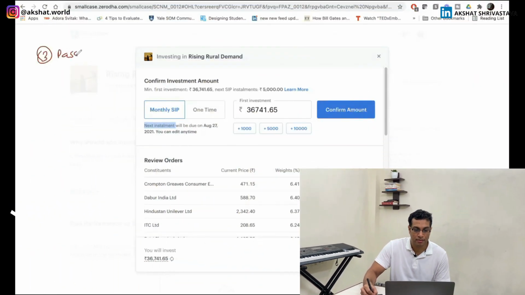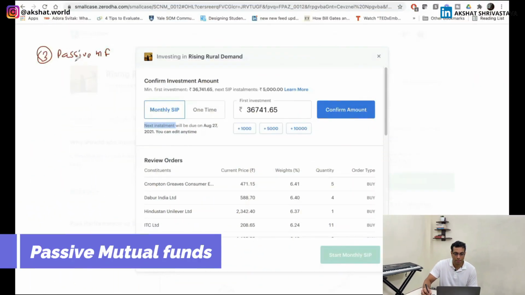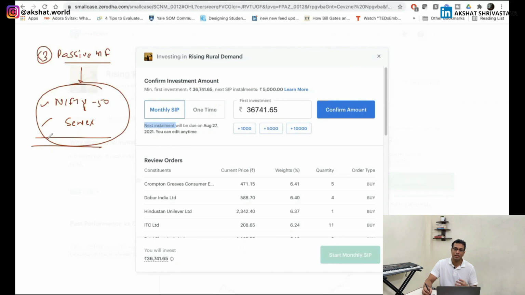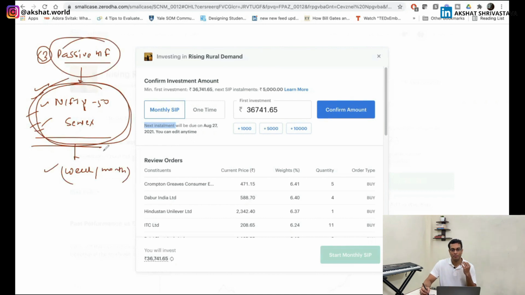Now, the final way is that you can literally buy passive mutual funds, right? Passive mutual funds. These are Nifty 50 funds, Sensex funds, Sensex based mutual funds. You can buy it from any company, HDFC, Bajaj, etc., and just invest in index funds. So every week or every month, you are making a periodic investment in the entire India's economy, right? This is what is happening via passive mutual funds.